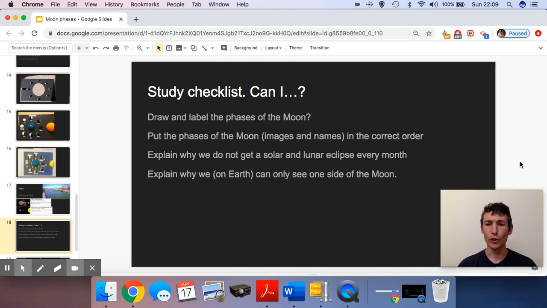Write down your study checklist. Make sure that you can answer these questions. Can you draw and label the phases of the moon? Can you put the phases of the moon, images and names in the correct order? Can you explain why we do not get a solar and lunar eclipse every month? And can you explain why we on Earth can only see one side of the moon?